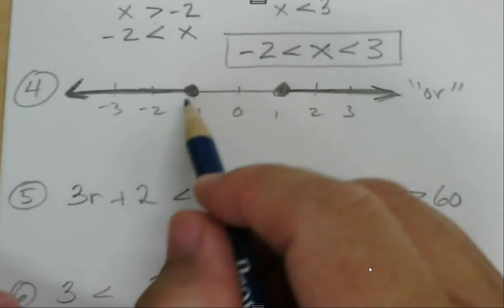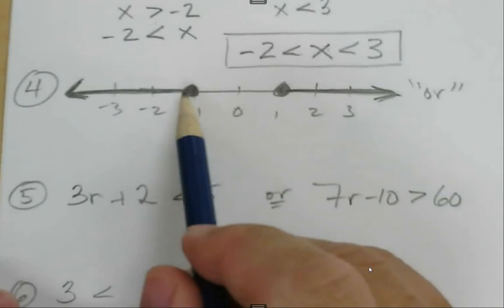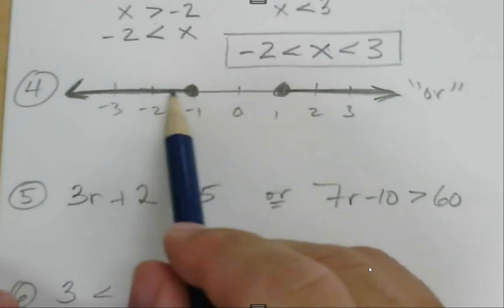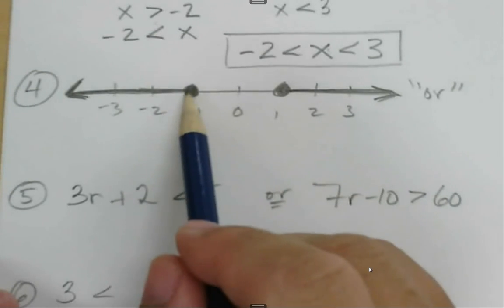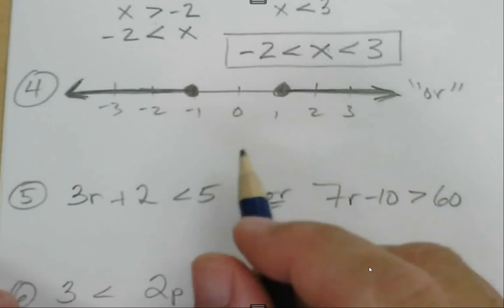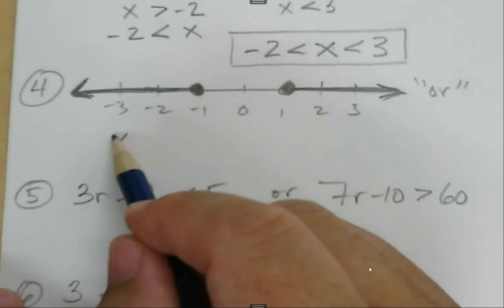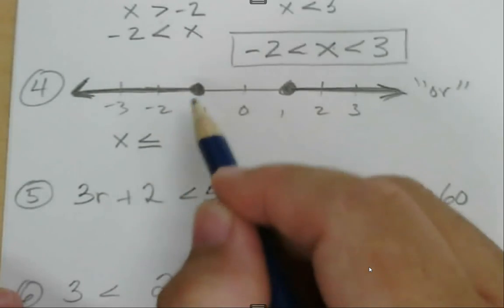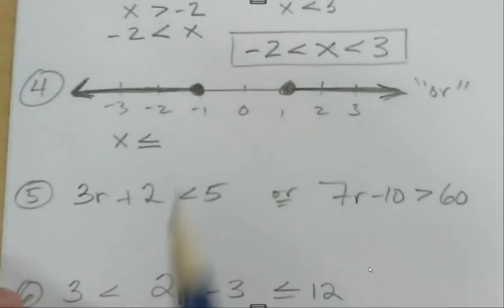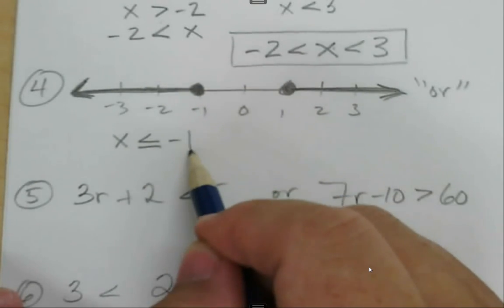Now, if you notice, let's start with this first one. I have a closed circle, and all of my values right now are less than -1. It also includes -1, but they are less than -1. So let's think about how we could write that. We could write that as x is less than, but it's not just less than, it's equal to, because I'm including this closed point. X is less than or equal to -1.